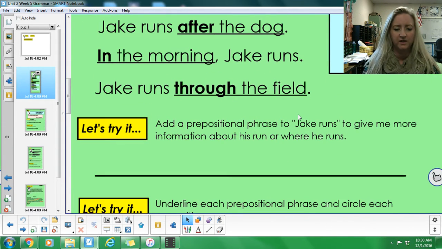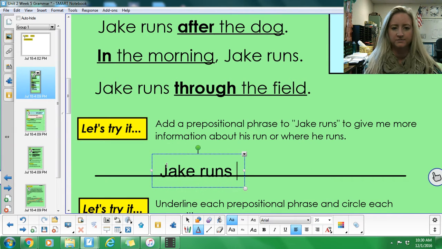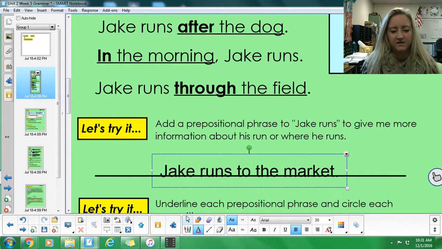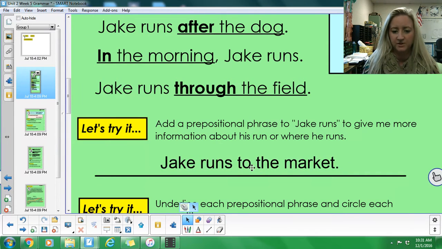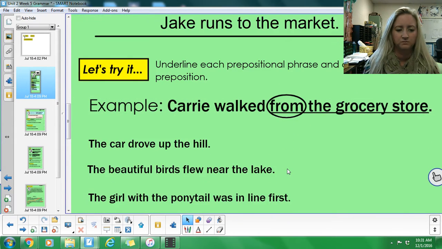So let's see if we can add one. What else could we add for Jake runs? Jake runs to the market. Maybe he forgot to buy some milk. So to the market could be a prepositional phrase. Let's try to find some.